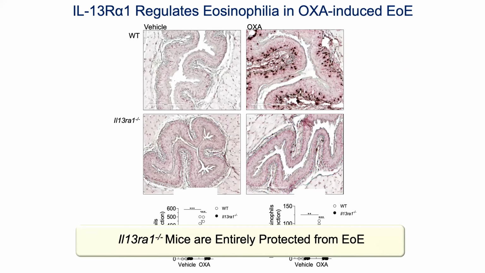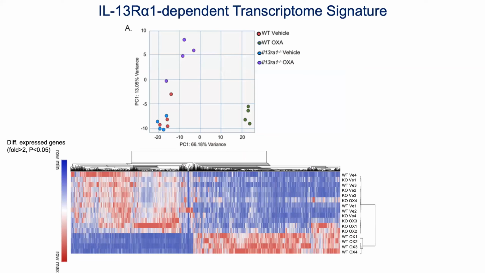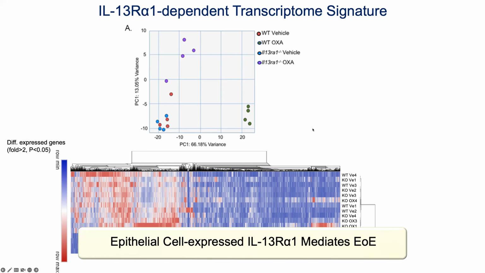Further evidence for the critical role of IL-13 receptor alpha-1 in EoE was observed by global RNA sequencing. This analysis revealed that there was no difference between oxazolone-treated IL-13 receptor alpha-1 deficient mice and saline-treated mice. Collectively, we have shown that IL-13 receptor alpha-1 plays a critical role in EoE. What we didn't show in this presentation is that the expression of IL-13 receptor alpha-1 is largely on the epithelium.